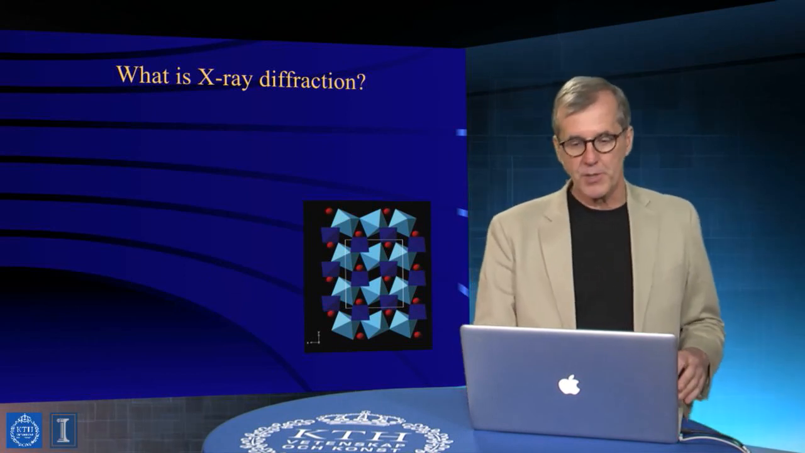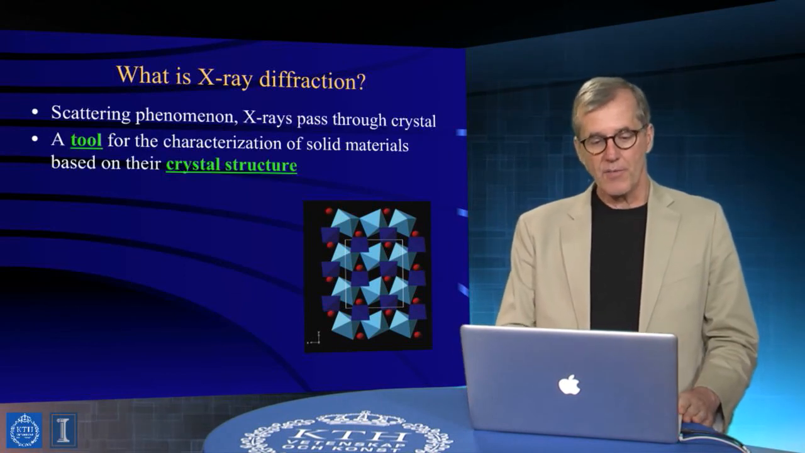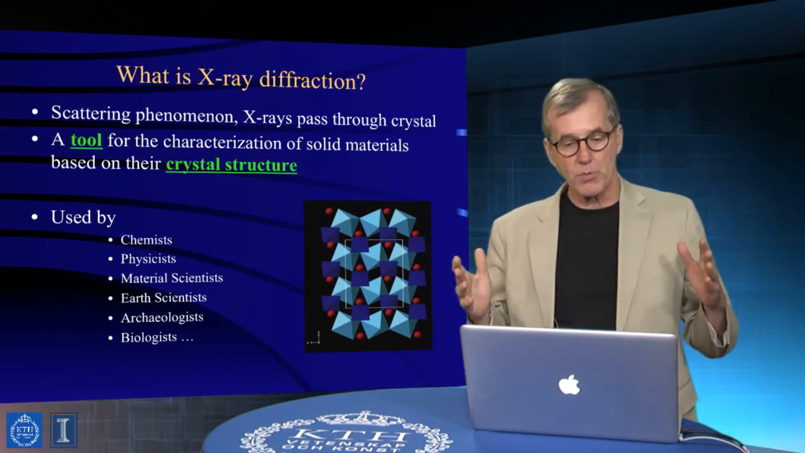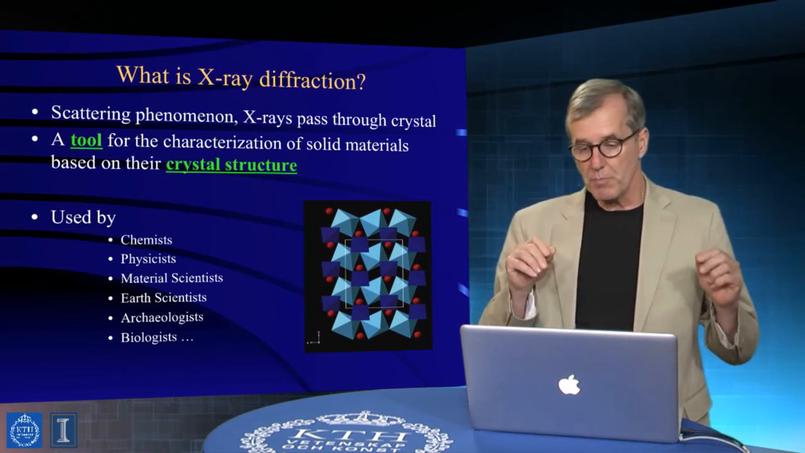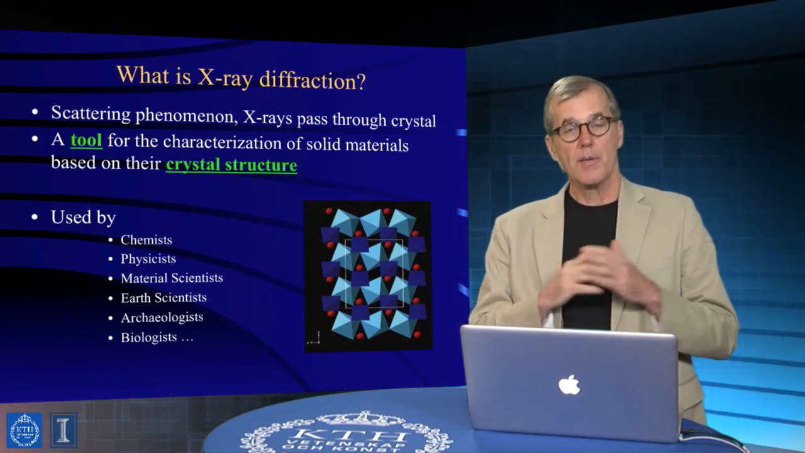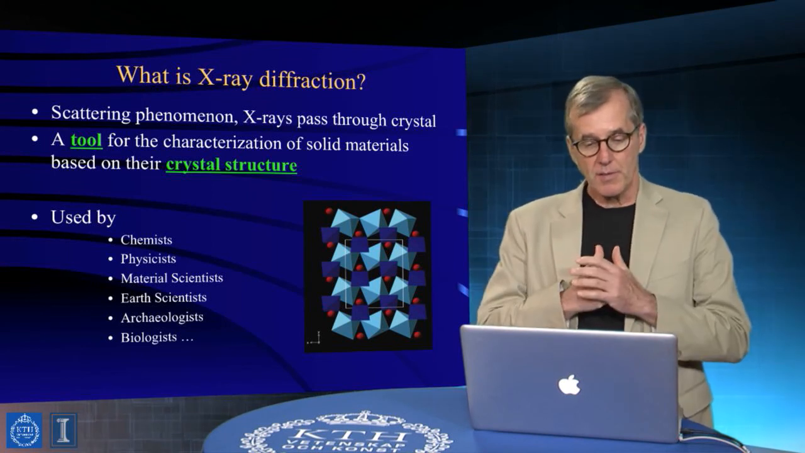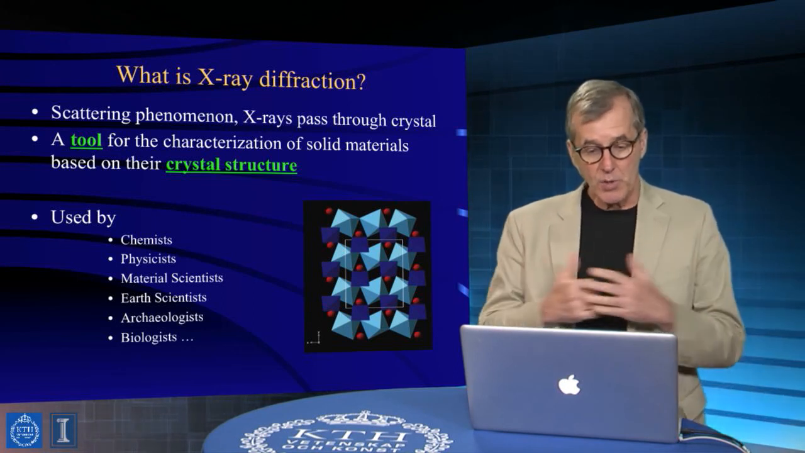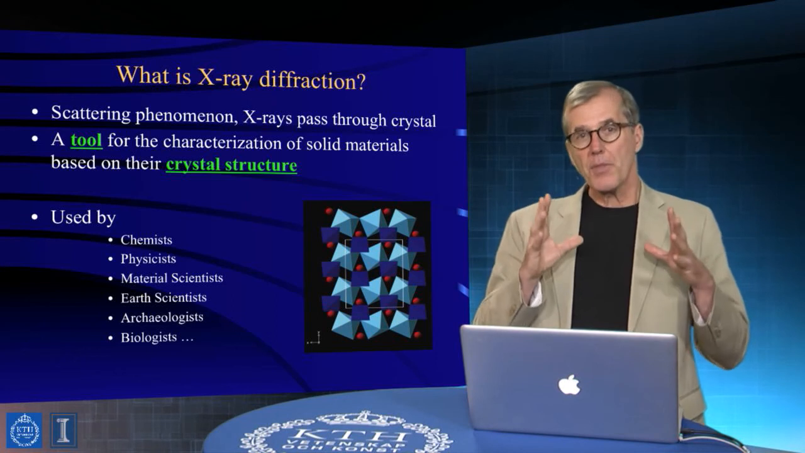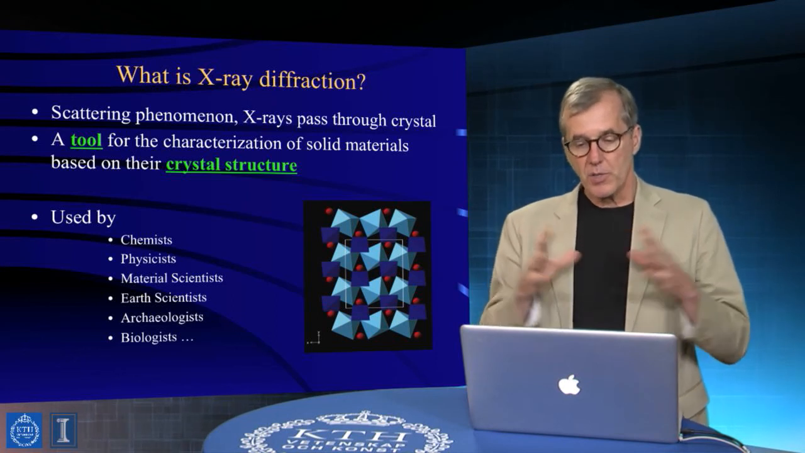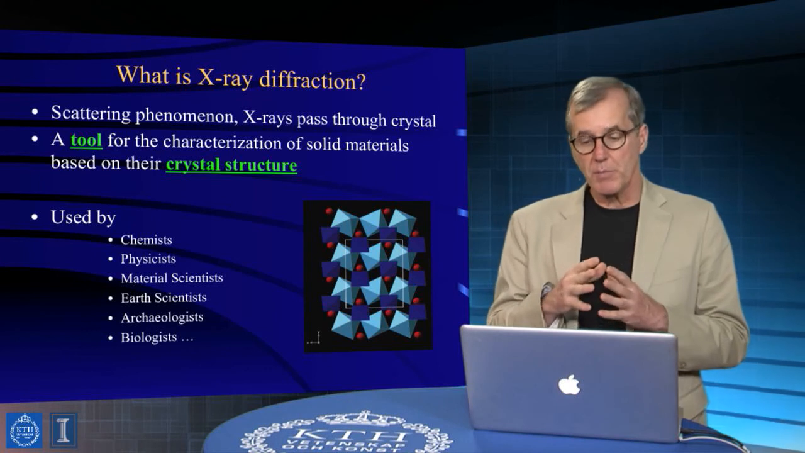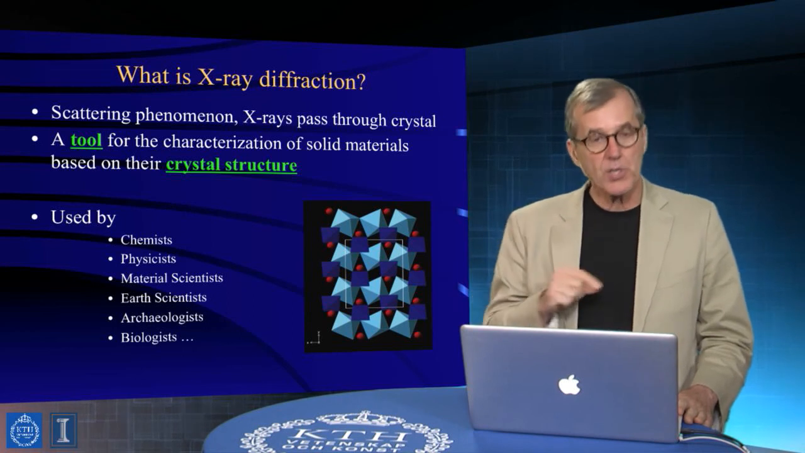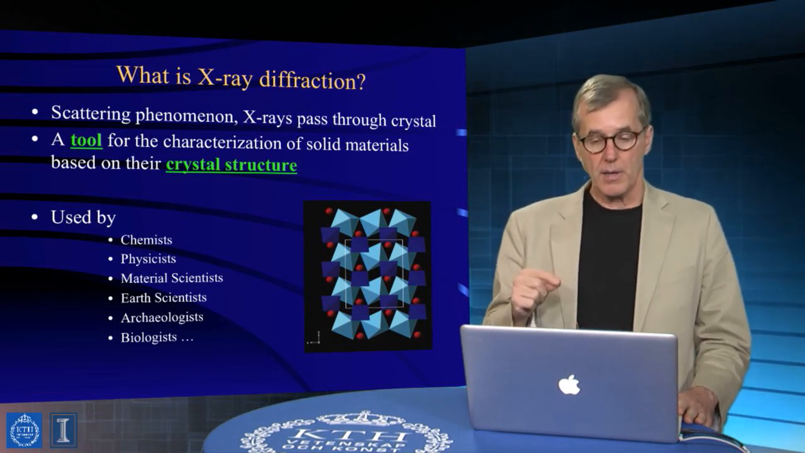So what is X-ray diffraction? Well, there's a lot of nice information we can put up here. It's a scattering phenomenon. X-rays pass through a crystal, and the crystal modifies the trajectory of those X-ray photons in interesting and useful ways. How these modifications happen provides a tool that can be used to characterize a material based on its crystallographic structure. That is to say, based on the position of all the atoms within the solid.